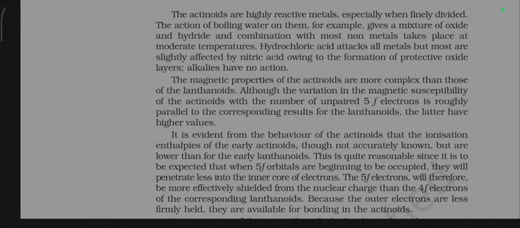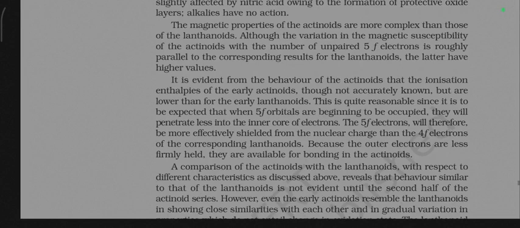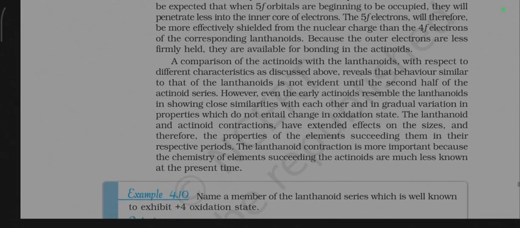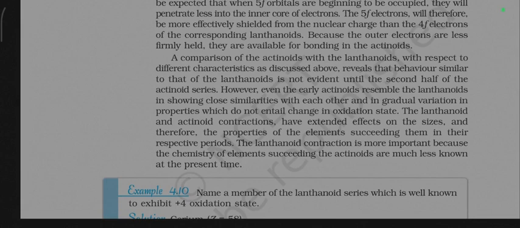It is evident from the behavior of the actinoids that the ionization enthalpies of early actinoids, though not accurately known, are lower than for the early lanthanoids. This is quite reasonable, since it is to be expected that when 5f orbitals are beginning to be occupied, they will penetrate less into the inner core of electrons. The 5f electrons will therefore be more effectively shielded from the nuclear charge than the 4f electrons of the corresponding lanthanoids. Because the outer electrons are less firmly held, they are available for bonding in the actinoids.